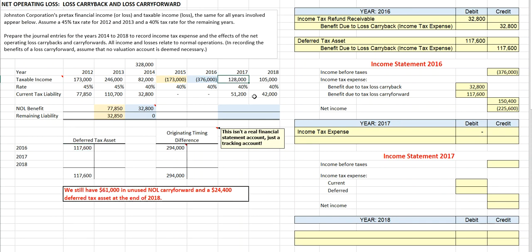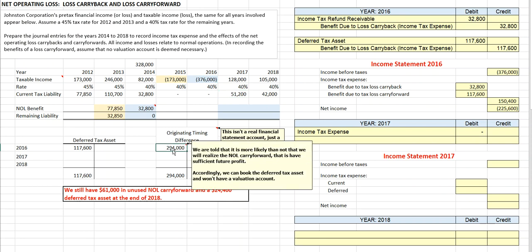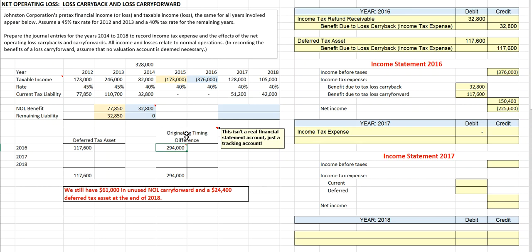In 2017, we have $128,000 in pre-tax and taxable income. At a 40% tax rate, this means our current tax liability is $51,200. But we can carry forward $128,000 of this originating timing difference to generate tax savings in the year 2017. The loss carry forward of $128,000 at a 40% tax rate generates a $51,200 tax benefit. We will record a reduction in our deferred tax asset of $51,200 because we've used part of that carry forward, and we will record income tax expense for the year of $51,200.